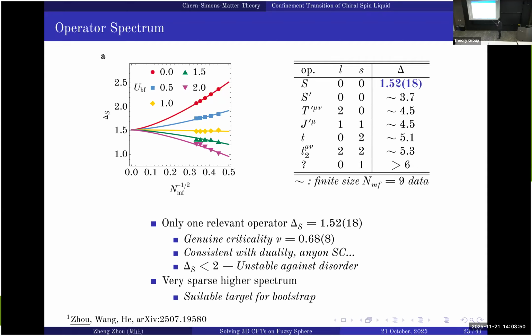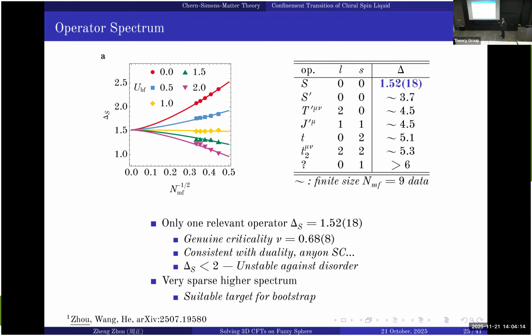So this marks a genuine criticality. And delta S also gives us the critical exponent mu. And this fact is consistent with dualities with anyonic superconductivity. And the fact that delta S is less than 2 also tells us that this transition is unstable against disorder.